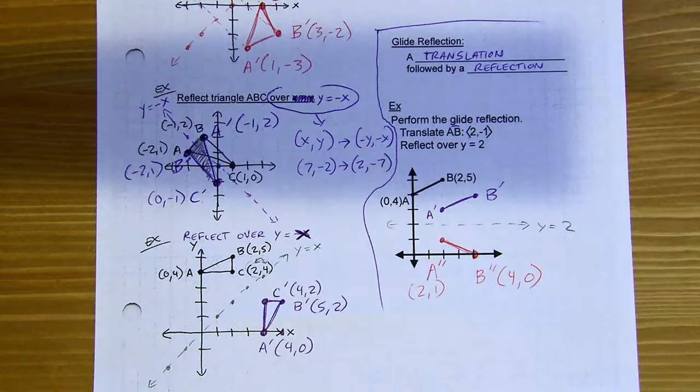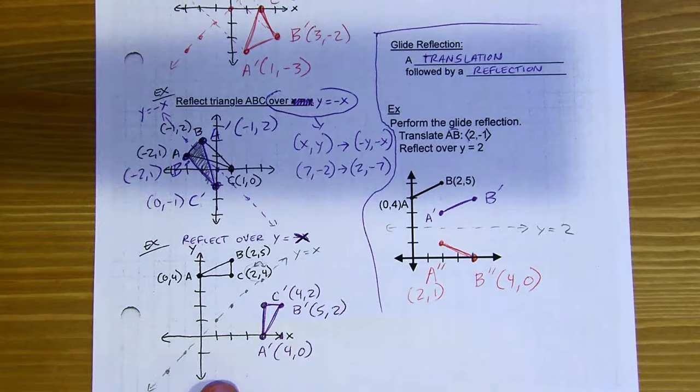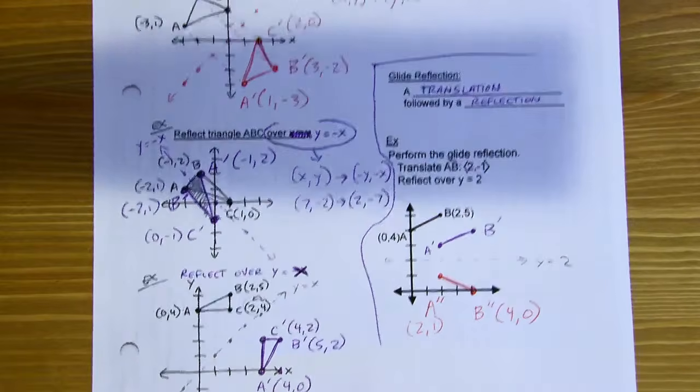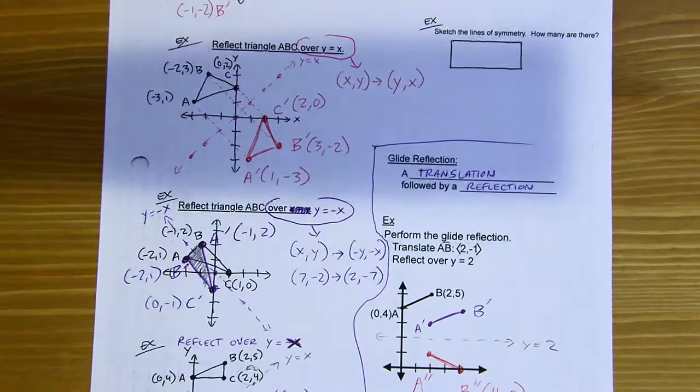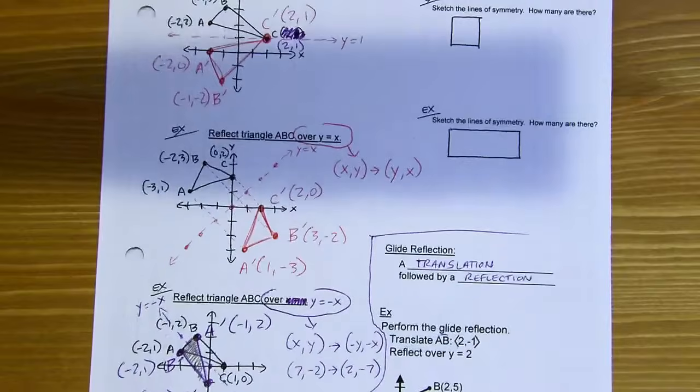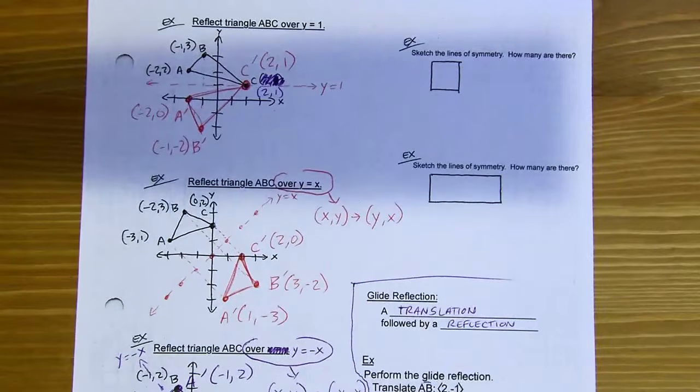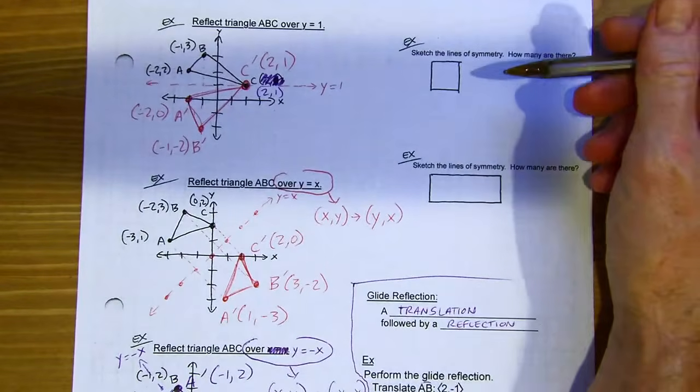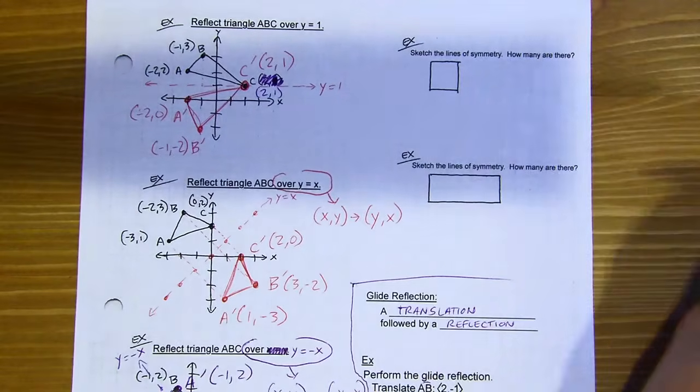Okay, all right, and the last thing I want to look at is lines of symmetry. Okay, so I'm going to go up to the top of the screen here. So I've got, this is supposed to be a square. Okay, I freehand sketched this so it doesn't look perfect. But this says sketch the lines of symmetry and then how many lines are there.